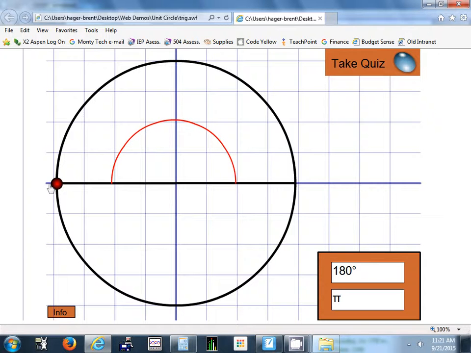So you're still ending at exactly the same spot. That little ball is right on the left-hand side. You're just finally making it so your angle is positive rather than negative. Any question on that idea?